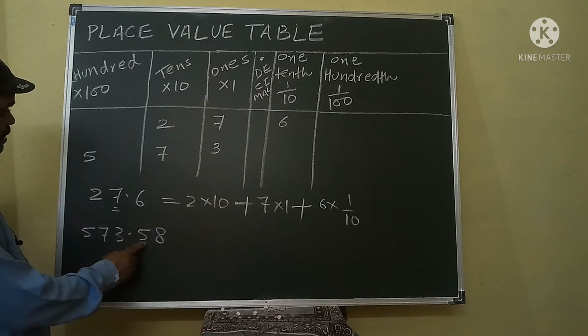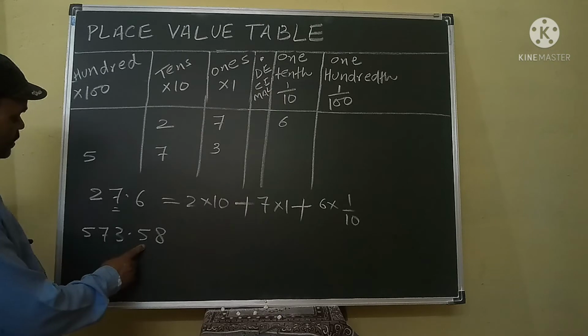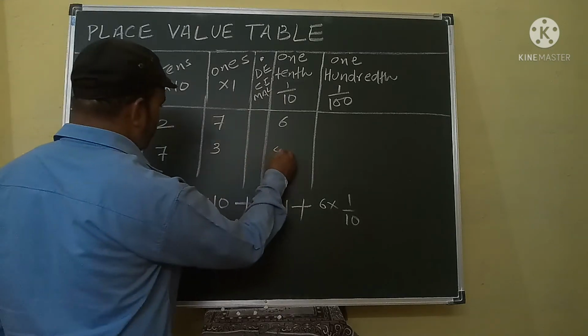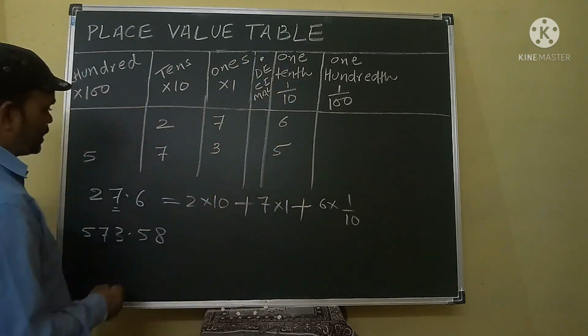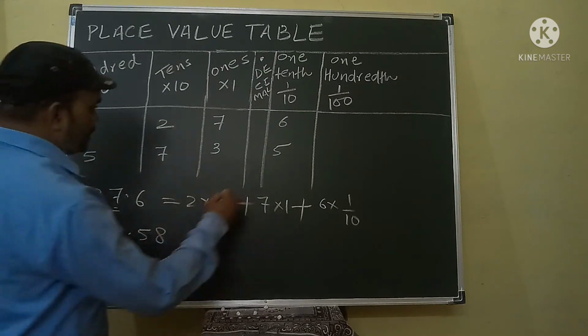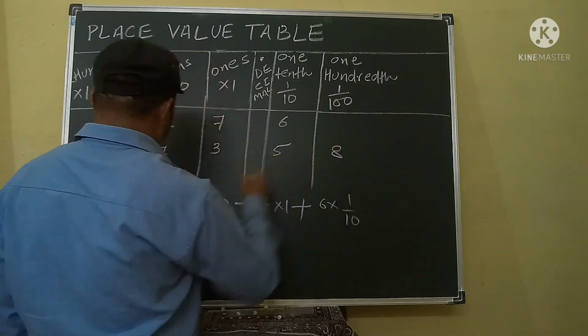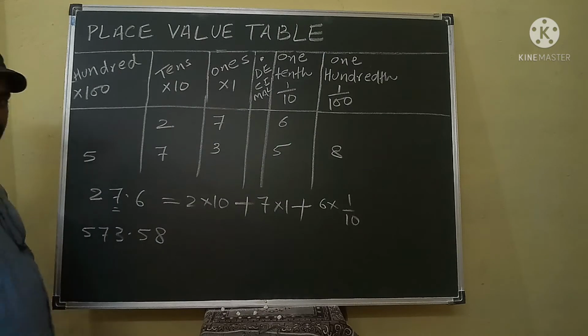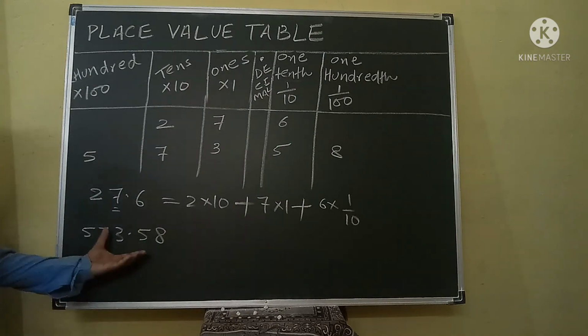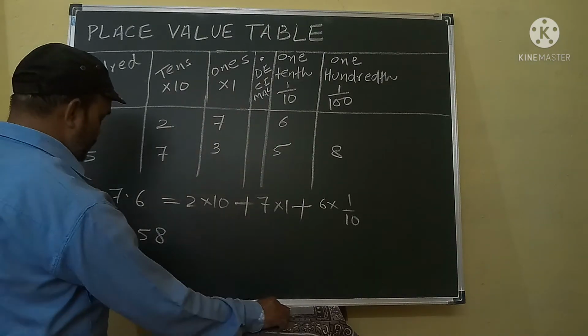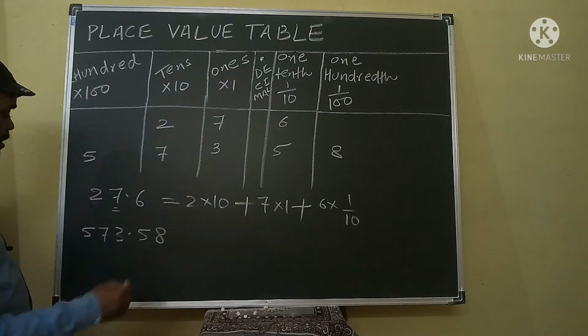Okay. Now after the decimal point this is 5. That means 5 is in 10th place. 8 is in 100th place. Okay. And how can you write this number according to place value table?